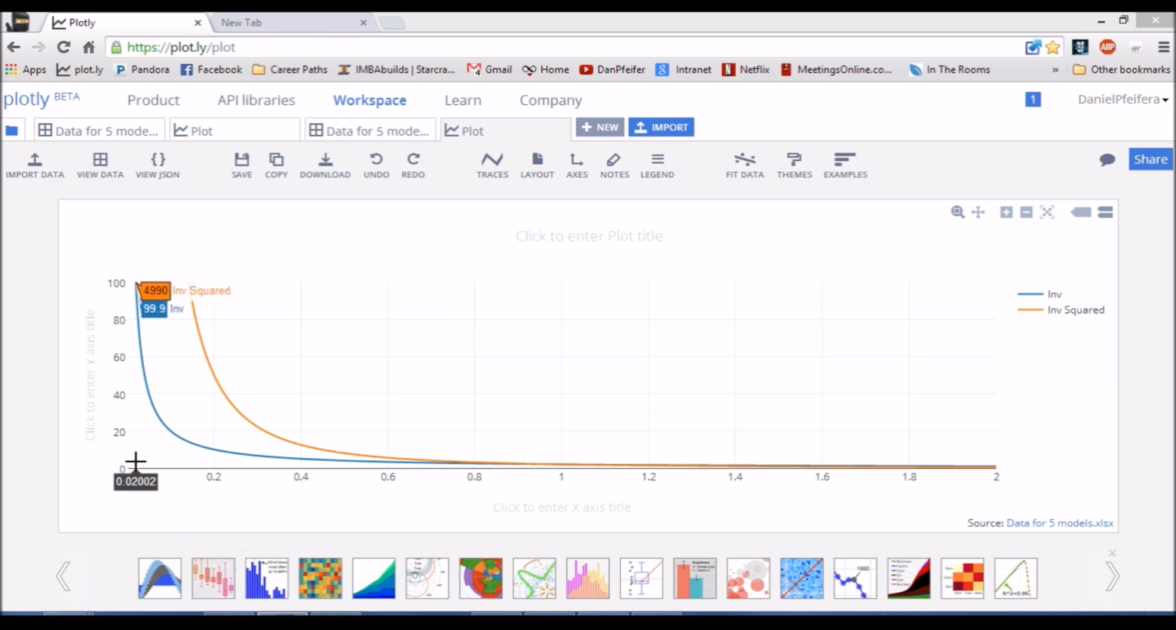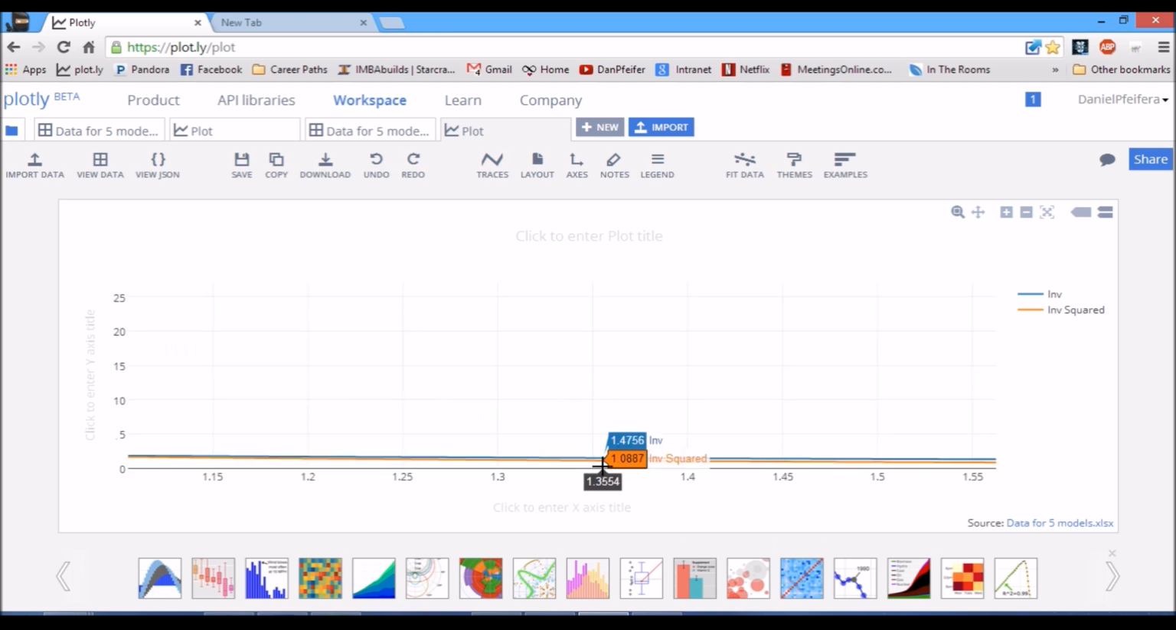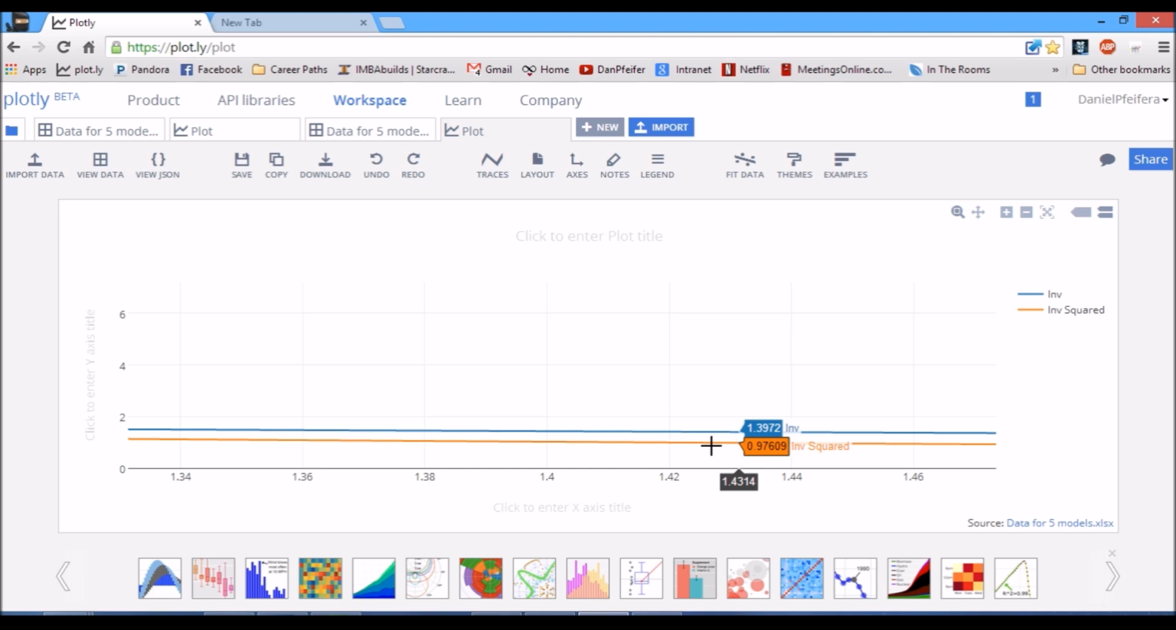Here we have the inverse and inverse squared. Notice that the inverse has lower y values previous to 1. Inverse squared has higher values previous to 1. You would use curve fitting to figure out which one is which. As we get closer and closer past, you see that the inverse squared will decrease quickly with values greater than 1.